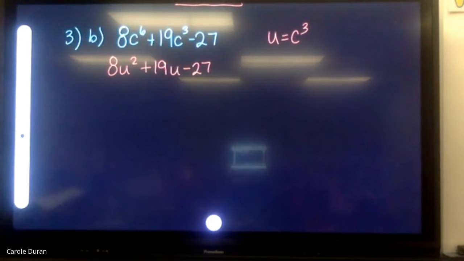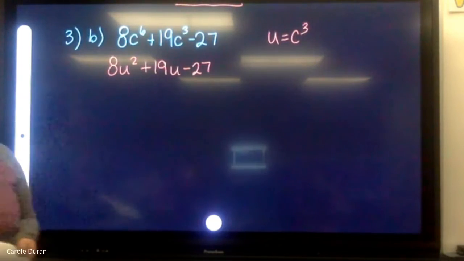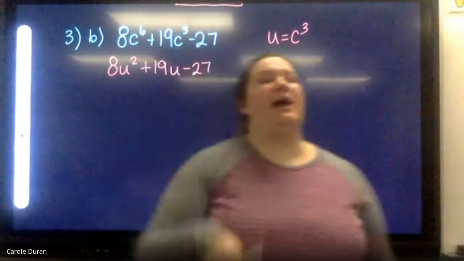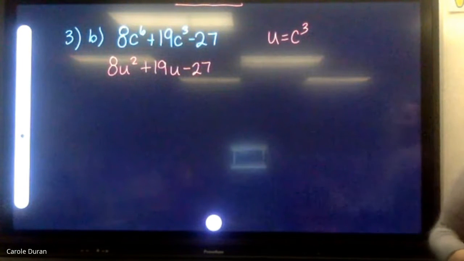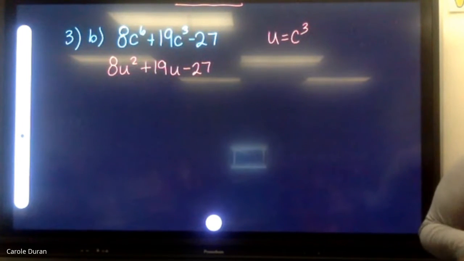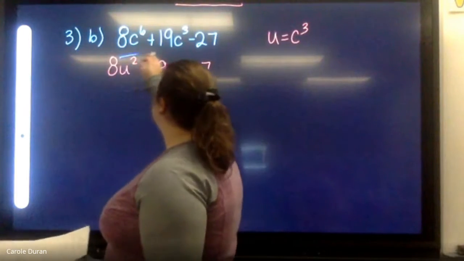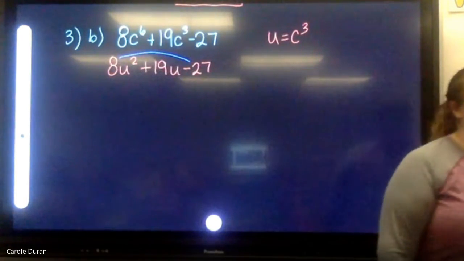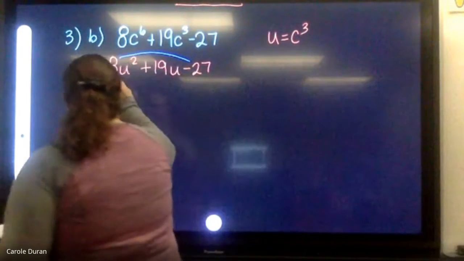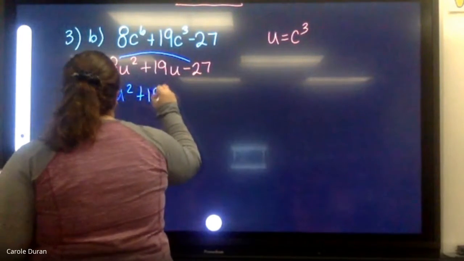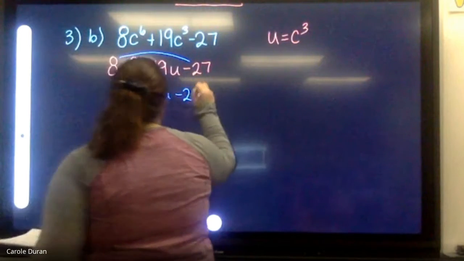Everyone see what I did? From here, you could use the quadratic formula if you wanted to. Just know that since I'm not looking for the zeros, whatever zeros I get, I would have to rewrite as factors. Or we could try to factor it using the rainbow method. We're going to do rainbow because we haven't practiced that in a long time. So when I do rainbow, I take this 8 and I multiply it into the negative 27 at the back. When I do, I'm left with u squared plus 19u minus 216.